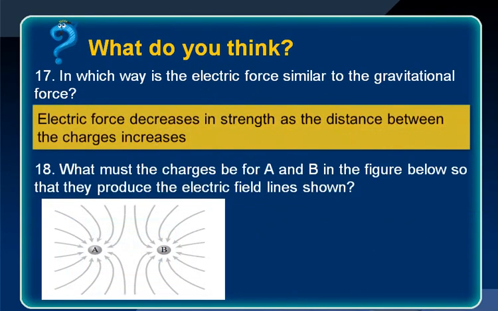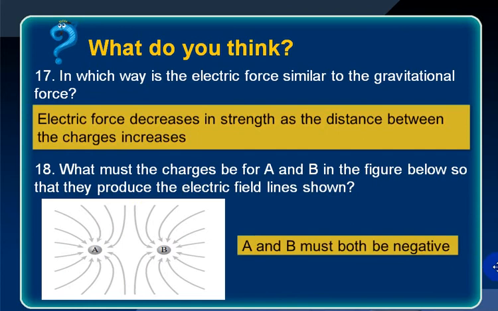What must the charges be for A and B in the figure below so that they produce the electric field lines as shown? As you see here, the lines are going into the charge, so they terminate on the charge. We said that if the lines terminate on the charge, this charge is going to be negative. So the answer is A and B must both be negative.